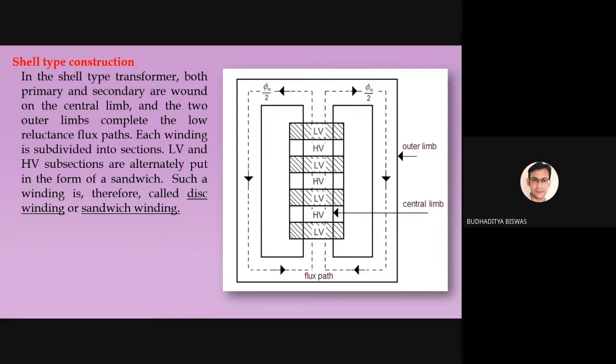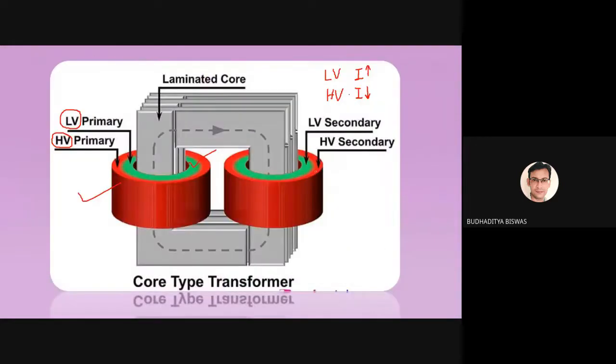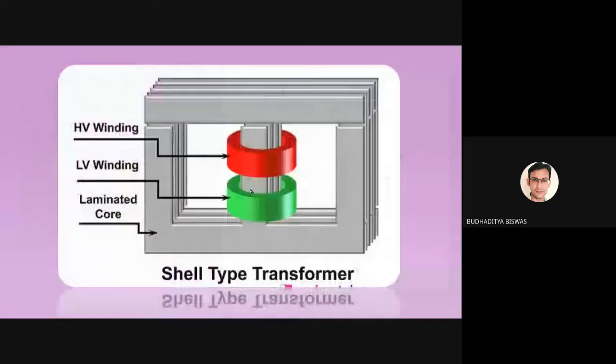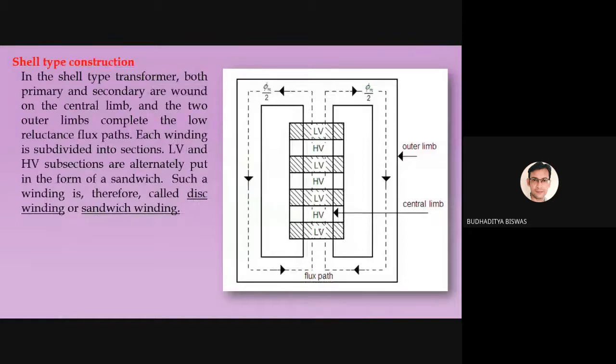So here you see this is actually the cut section of the same figure. Here the windings are placed in the central limb. Apart from the left and right limb, there is one central limb. This part is called the limb. So on the central limb, the windings are placed like this: high voltage, low voltage, high voltage, low voltage, like this, to make a shell type transformer. So here you see low voltage, then high, then low, then high, then low, then high, then low, and like this.